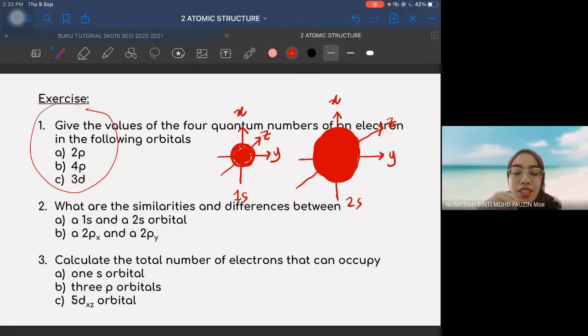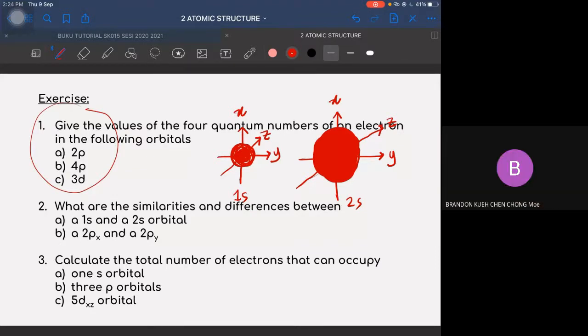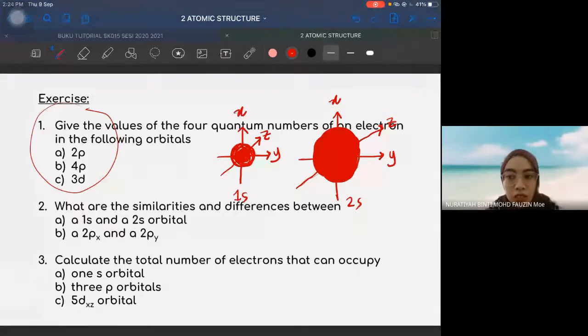So, 1S and 2S orbitals, they have the same shape, but 1s orbital has a smaller size than 2s orbital. Okay. So, satu lagi benda yang berbeza is apa? Kalau size berbeza, apa lagi yang berbeza? Larger energy. Okay. Who has larger energy? 2s. So, 2s orbital have higher energy than 1s orbital. Okay? So that is the similarity and differences. Check out the shape, size, and energy.